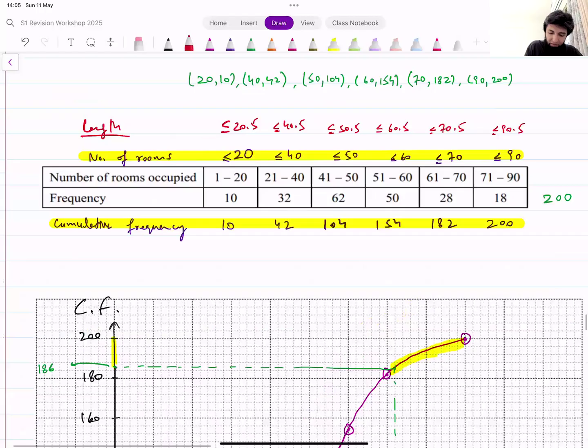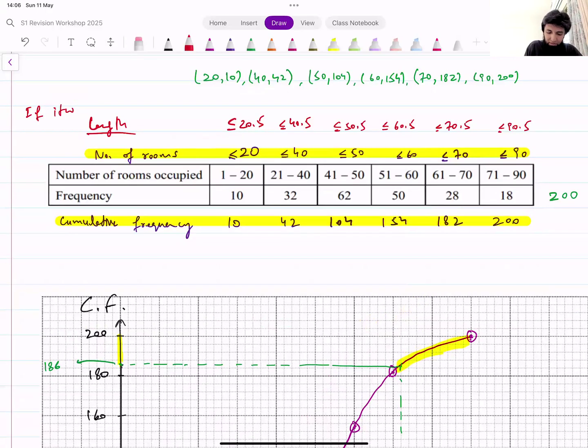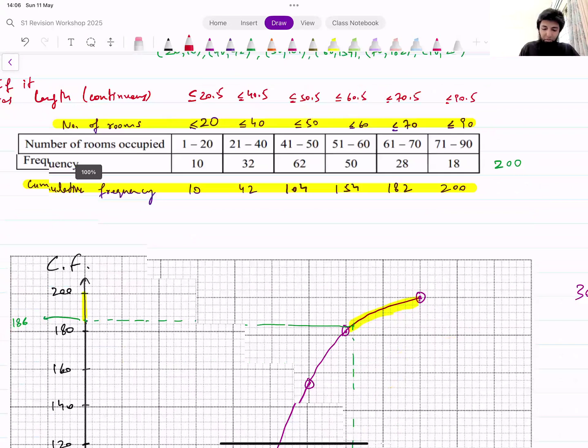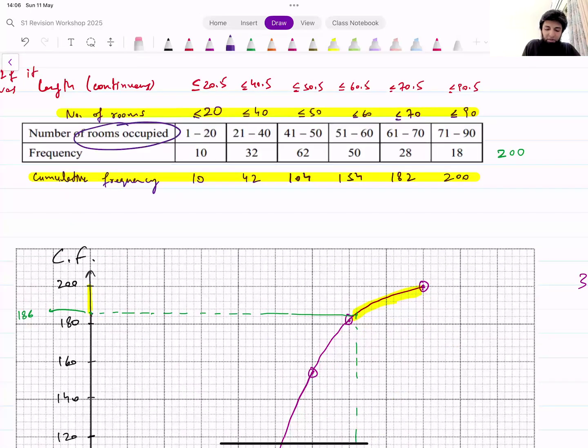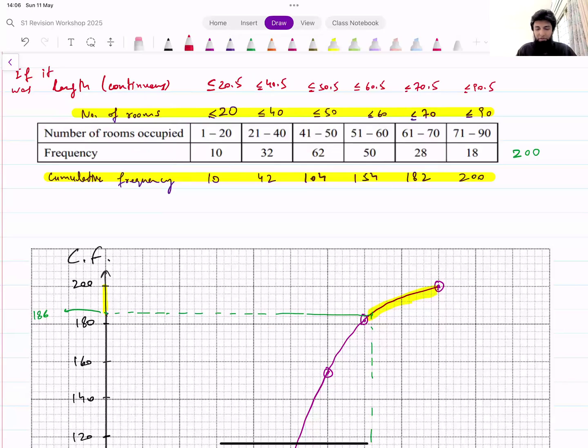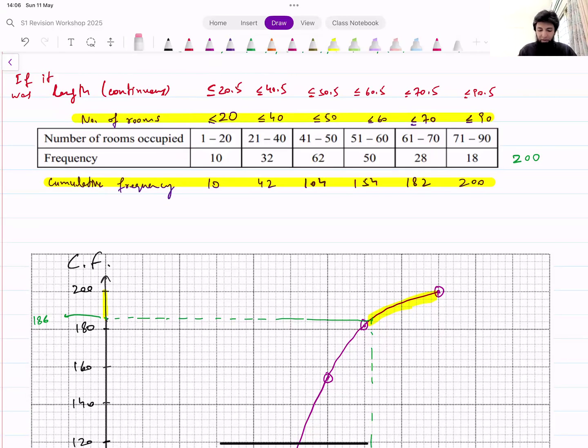So if it was length, for instance, which is a continuous distribution, then you would have to use these values instead of the actual values. Number of rooms is a discrete variable that can only be an integer. For length or any other continuous variable, you have to use the true class boundaries. So the true class boundaries would be 0.5 to 20.5 and then 40.5 and so on. The upper boundaries will actually come from there. So that's a small detail that you need to be aware of.